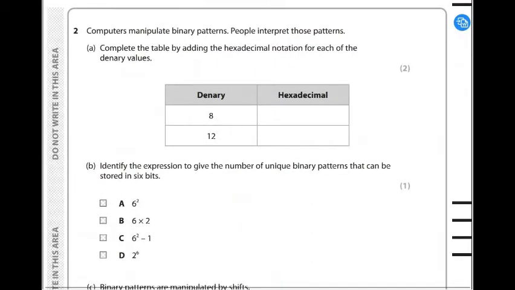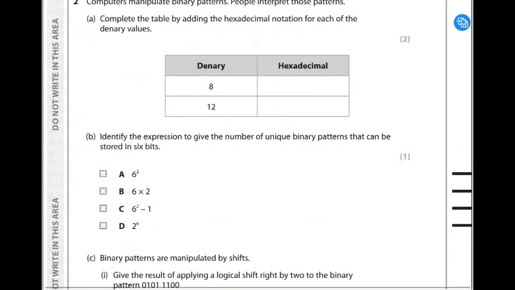Number 2. Computers manipulate binary patterns and people interpret those patterns. So what we need to do is complete the table by adding a hexadecimal notation for each of the denary values. So what you would do there is convert denary to binary. So it's going to be 4 zeros, then 1, 0, 0, 0. Break that into 4, which is a nibble, which is just going to be an 8 in hexadecimal. So 8 in denary is 8 in hexadecimal.